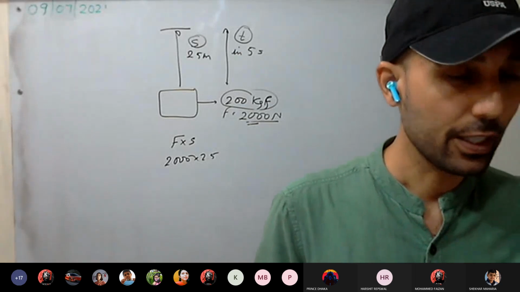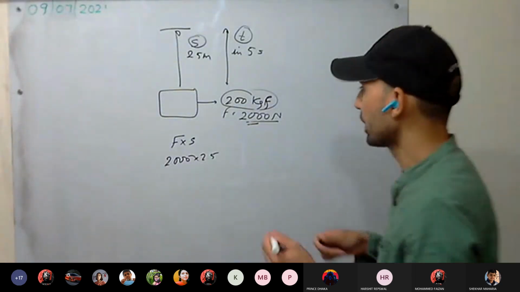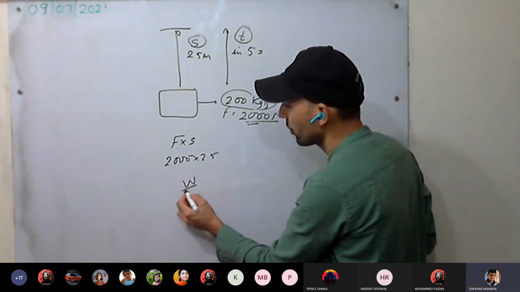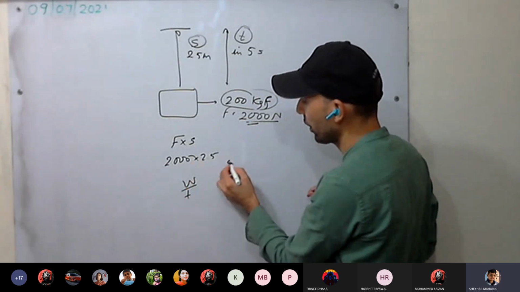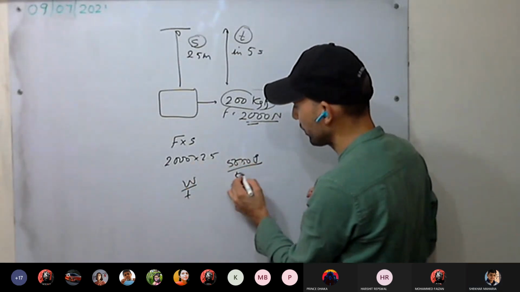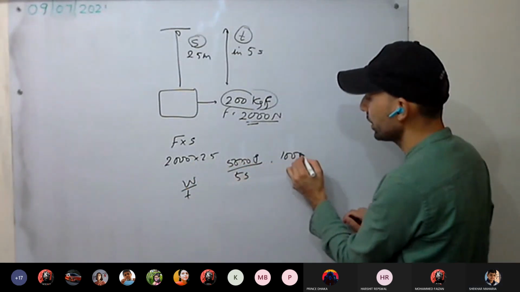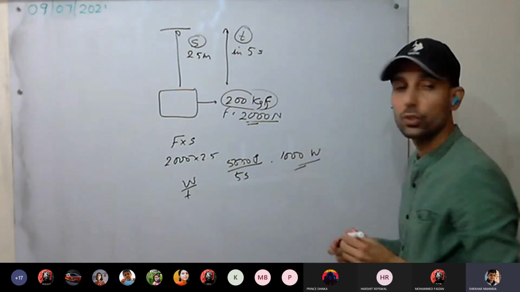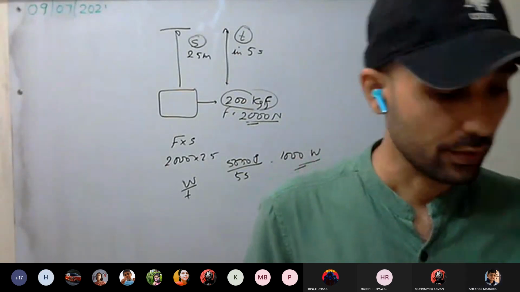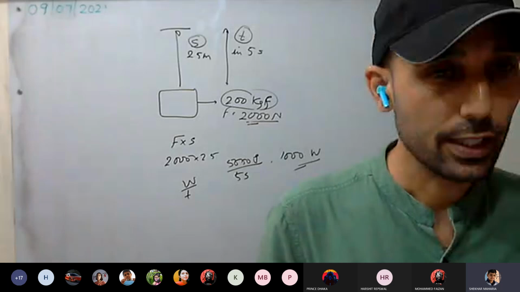Power developed by him. How much power is developed by him? Work done upon time taken. So divide 5000 joules upon 5 seconds. You'll get 1000 joule per second, or you can call it 1000 watt. Okay, fourth question clear to all?